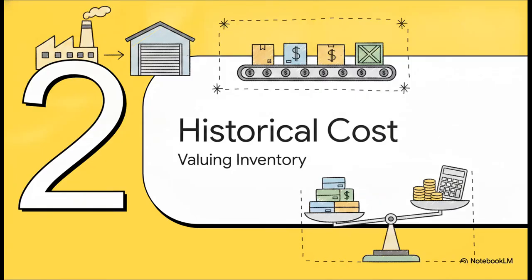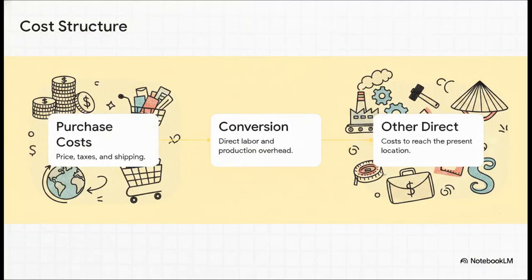Moving right along to stage 2, historical cost structure. When an item finally enters that warehouse, we need to know exactly how much it cost us to get it there. That historical cost is meticulously built out through 3 distinct steps. First up, you have the purchasing of materials, which wraps in the price, non-refundable taxes, and shipping, minus any trade discounts, of course. Step 2 is conversion costs.